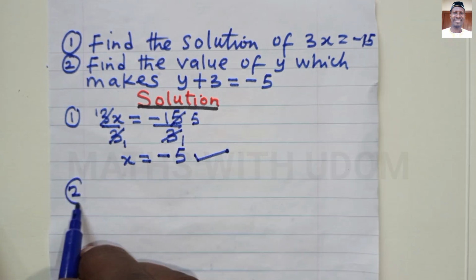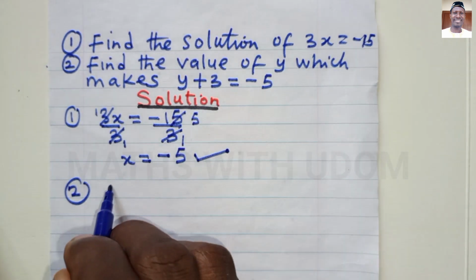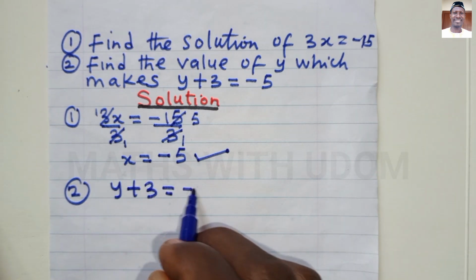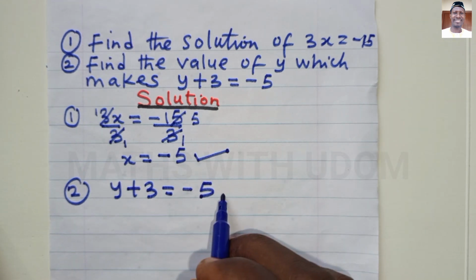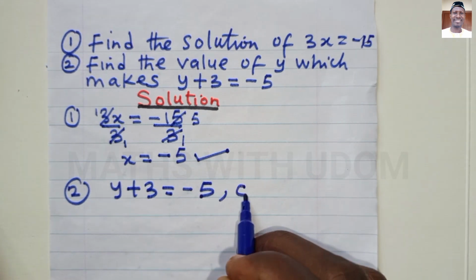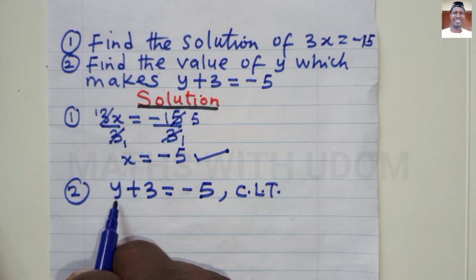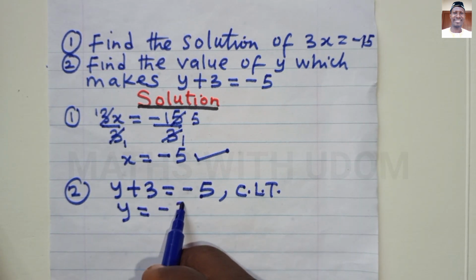Question 2 says, find the value of y, which makes y plus 3 equal to minus 5. We are looking for the value of y. So what we need to do here is to collect like terms. I'm looking for the value of y. So I will have y is equal to minus 5, which is already on the right hand side.